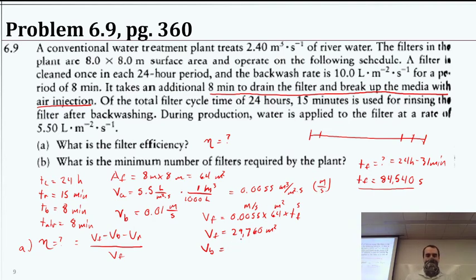Going to do the same thing for volume backwashed. We're using a different loading rate and just using the 8 minutes. So this will come out to 307.2 cubic meters. Sorry, that should be cubic there. Oops.